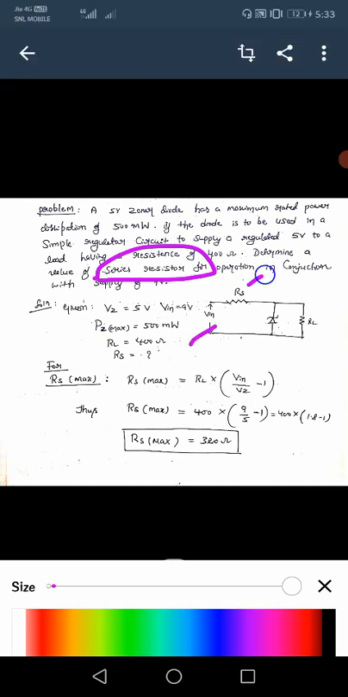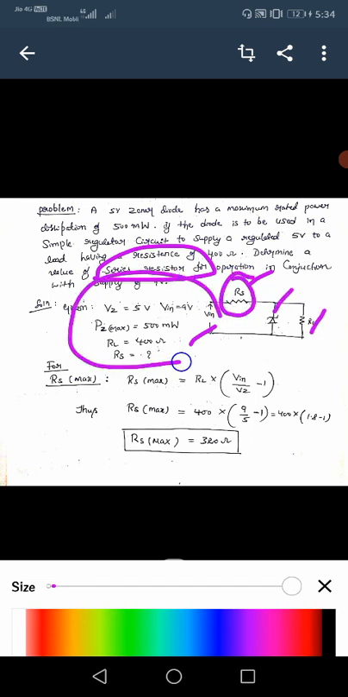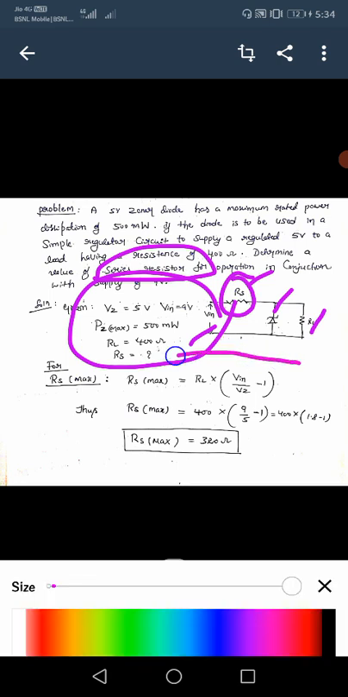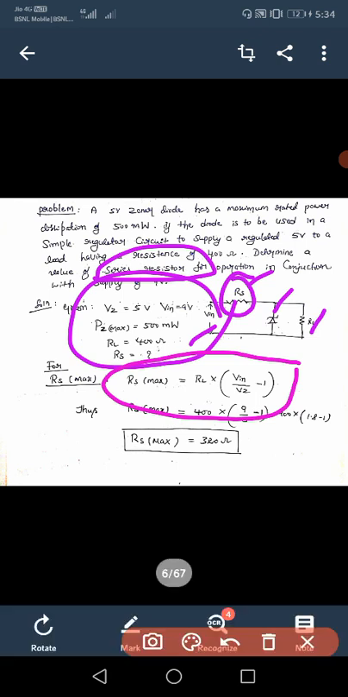It is a Vin, RS is this one. This is what they have asked here. This is a Zener diode and a load resistance. First I will write what is given. Vz is given, Vin is given, Pz max is given, RL is given, and RS is given. Okay, next I will apply the formula. What is the formula you should apply for maximum? It is RS max is RL into (Vin by Vz minus 1). Next I will show you the exact value in the next slide.